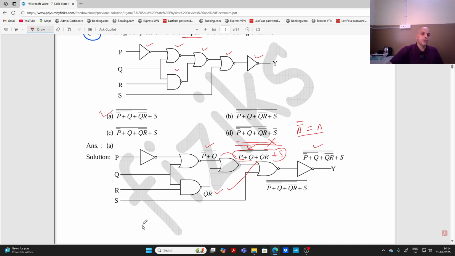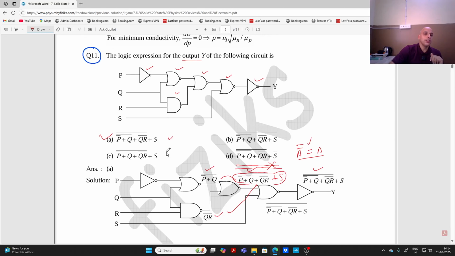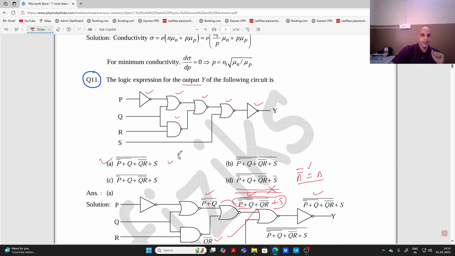So again, you simplify it. Otherwise, you will look for two NOT operations. So you have to remember it. Then you can write it down, right? So this is again simplified with the help of Boolean laws, right?